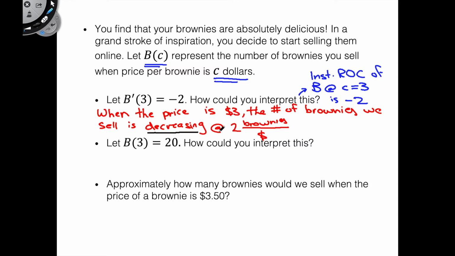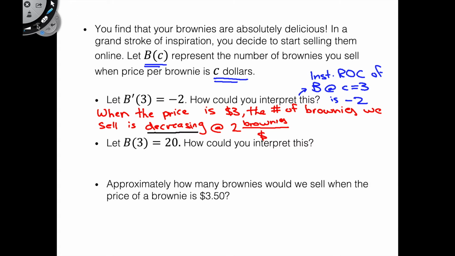You could also write this as changing at minus 2 brownies per dollar. Both of those mean the same thing, but again, just be very careful about the words that you use here. I know it sounds very picky, but you don't want to lose points over something that small. Awesome. So just be careful with that.